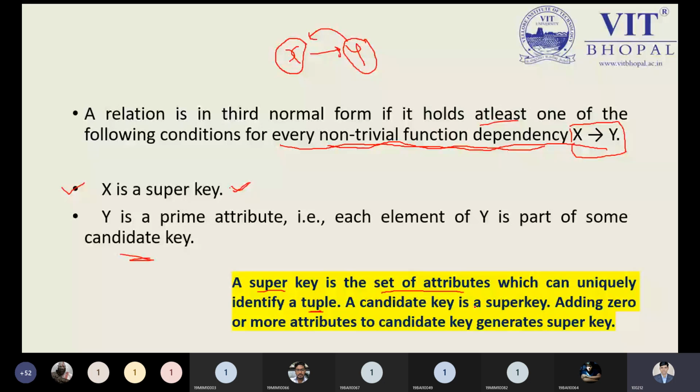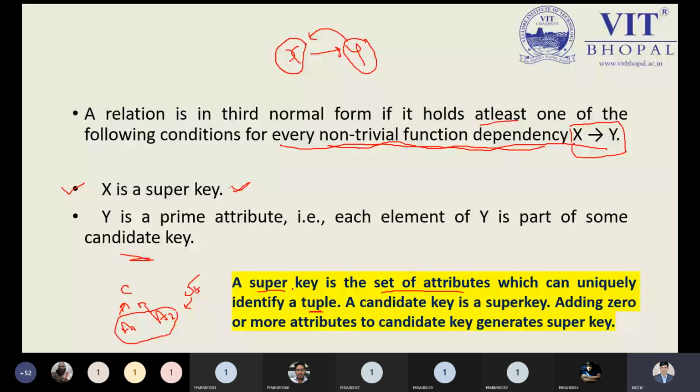But what is the thing we can say? By adding zero or more attributes to a candidate key, we generate a super key. So in a candidate key, if you add one attribute, here we are adding more attributes, and with the help of these different attributes we are making uniqueness in our record. Then we are following the super key. So this is the point, written in summarized form. I am repeating once again to all: a super key is a set of attributes which can uniquely identify the tuples. Okay, a candidate key is a super key.